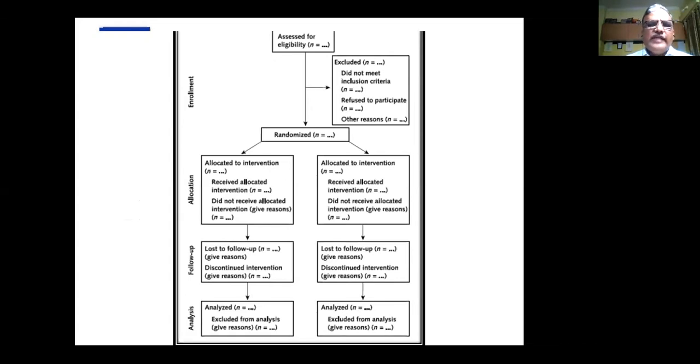You'll also look at the CONSORT flow diagram: how the subjects are enrolled in the study, how the randomization happened and how they are allocated to the treatment, how long they have been followed up and whether it is as per the protocol, and how many are actually analyzed. So this becomes an important figure in a manuscript.